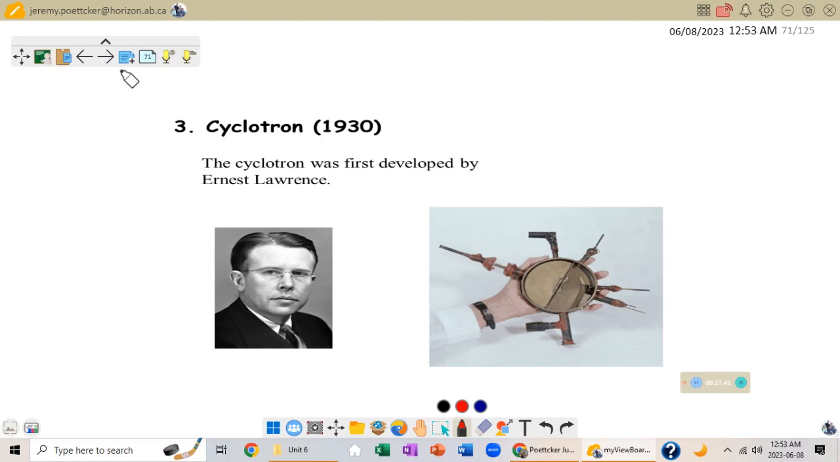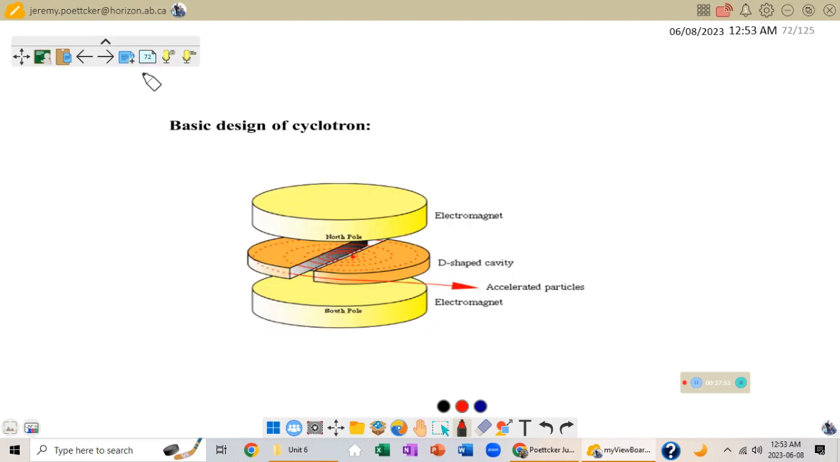All right, then we need to talk about a cyclotron. First developed in 1930 by Ernest Lawrence. Essentially, we have an electromagnet with its north pole facing down and a south pole here, a D-shaped cavity, and we're going to have accelerated particles going in bigger and bigger circles and eventually come shooting out of this thing.